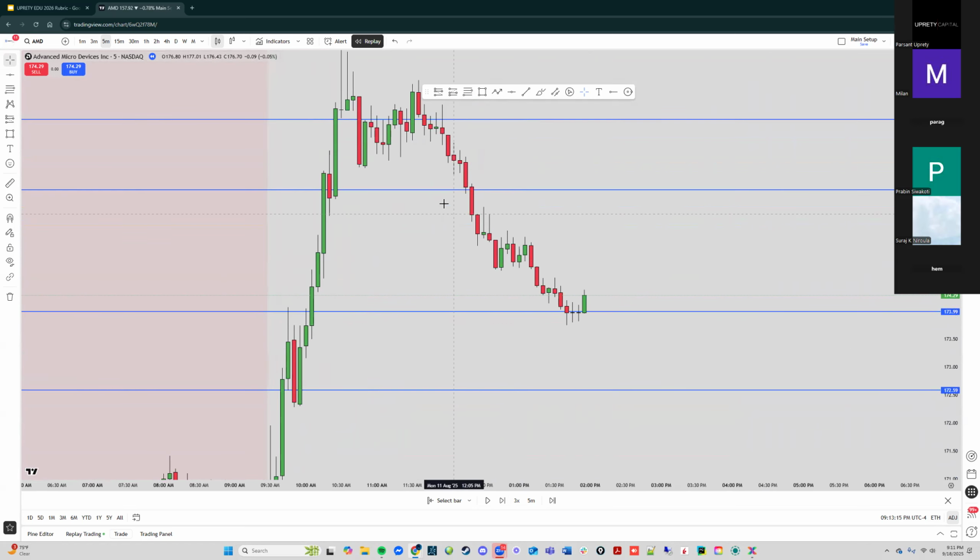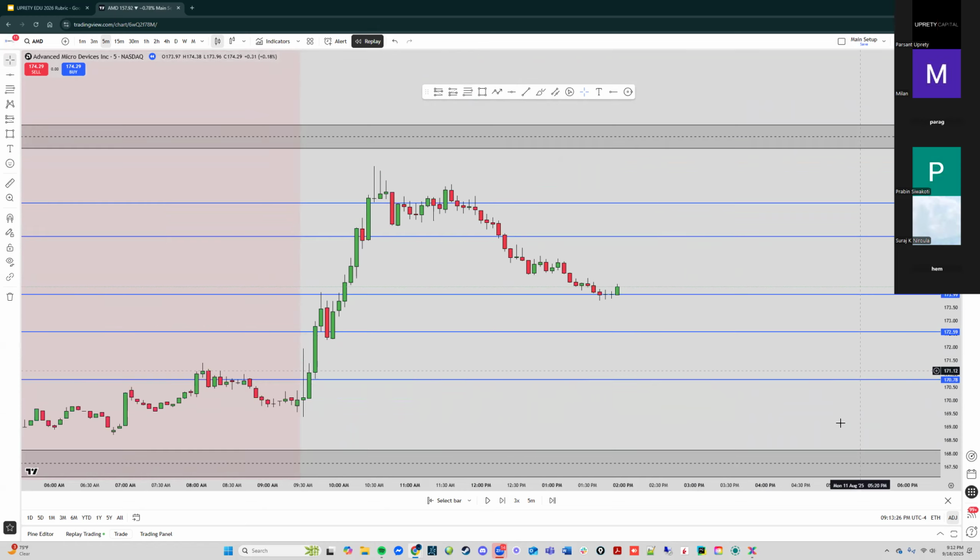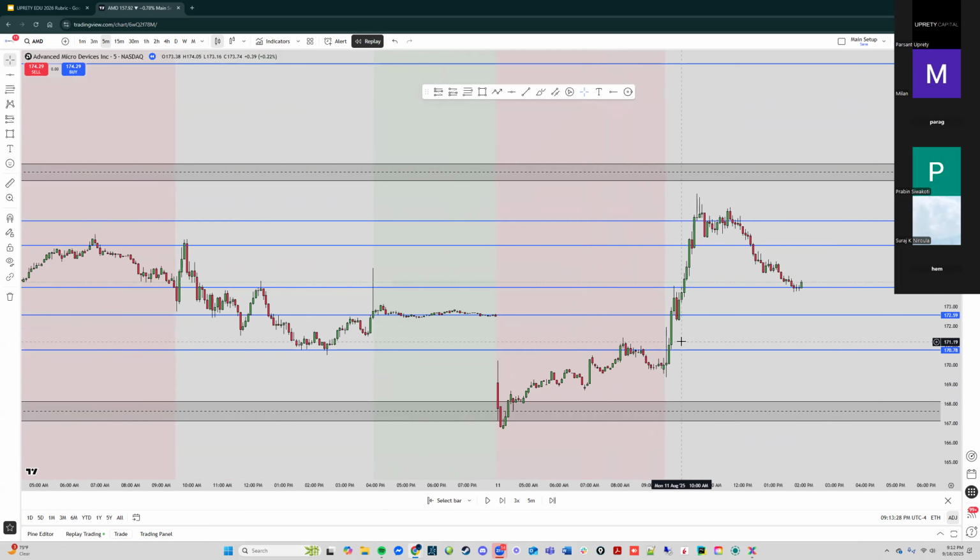Okay. So now let's identify what's happening. The market pushed up, and we have this imbalance. The market came back down and we ended up filling this imbalance. What can happen with this? If we zoom out, what can happen now?